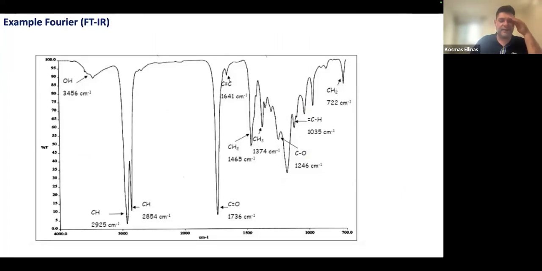Here is a representative example of a spectrum. So you can see here that this peak is dedicated to hydrogen bonds. This is a double bond between carbon. This is CH2. This is CH. This is carbonyl, etc. So specific peaks are evidence of specific chemical structures inside your surface.